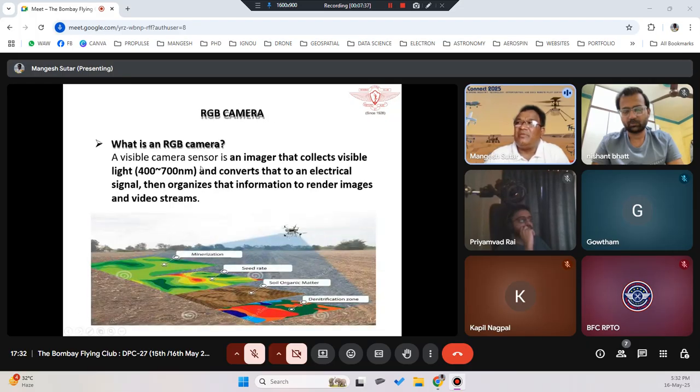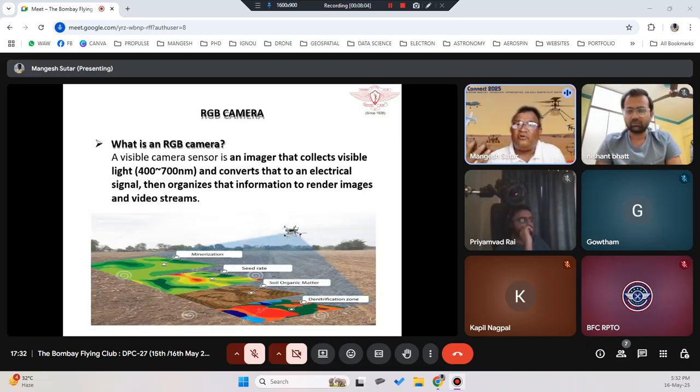So again, a visible camera sensor is an imager that collects visible light in the 400 to 700 nanometer range and converts that into electrical signals, then organizes the information to render images or video streams. Okay, so you can have different types of images, where you can see mineralization, seed rate, soil organic matter, or denitrification zones. All these parameters you can derive once your image data is available.